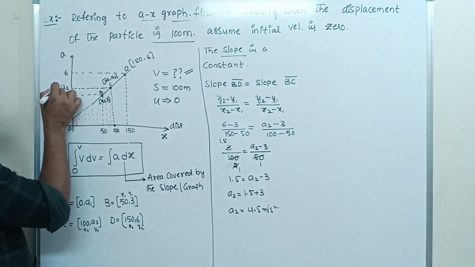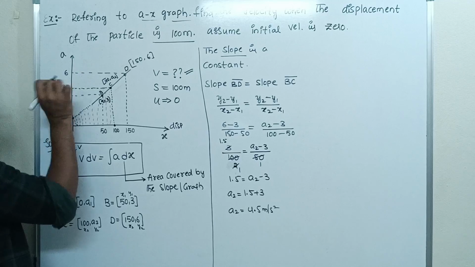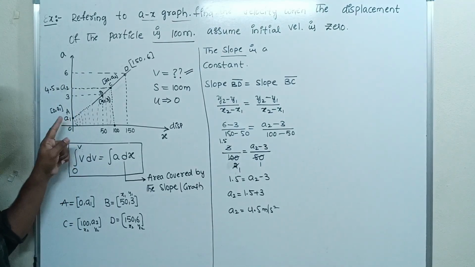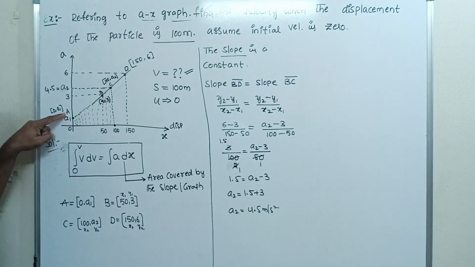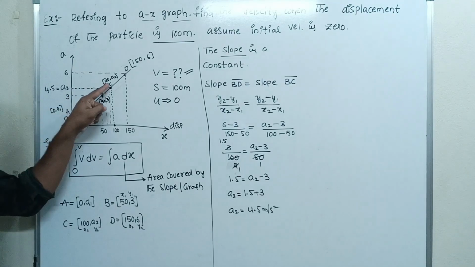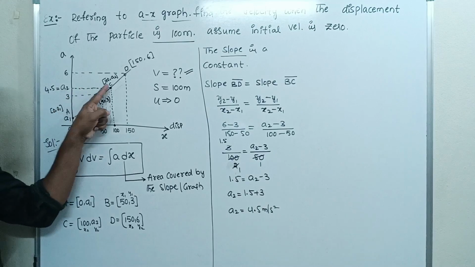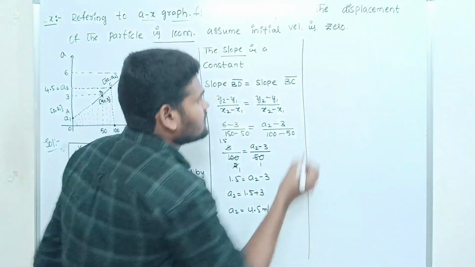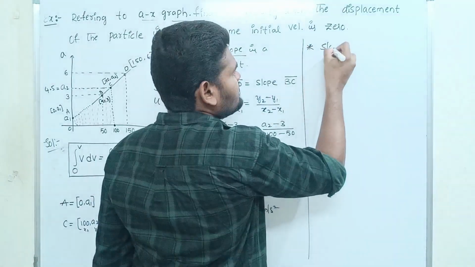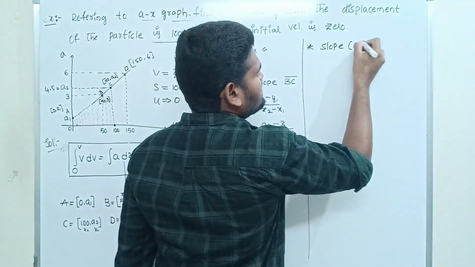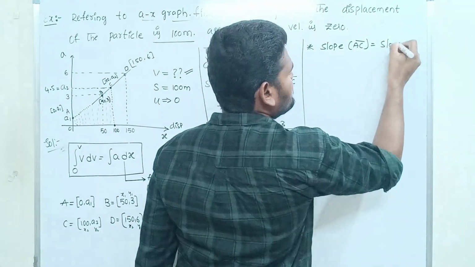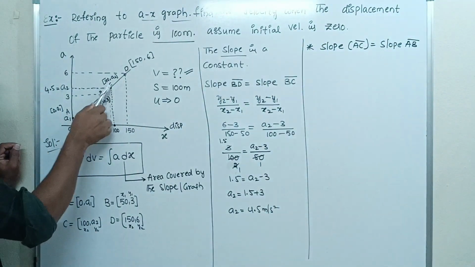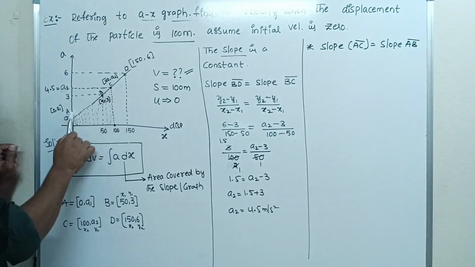So the value of A2 is equal to how much? We got 4.5. Next we have to find the value of A1. Have a look. A, B, A, C. The slope of AC is equal to the slope of AB. I am taking this condition now. So the slope of AC is equal to the slope of AB. Are you getting me?